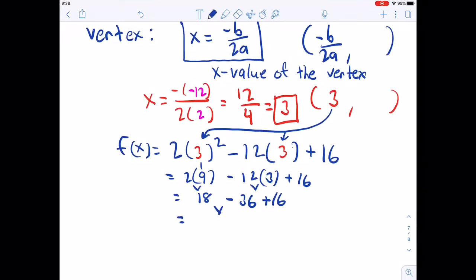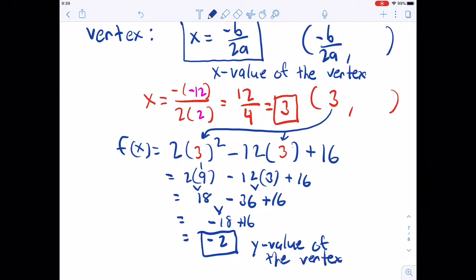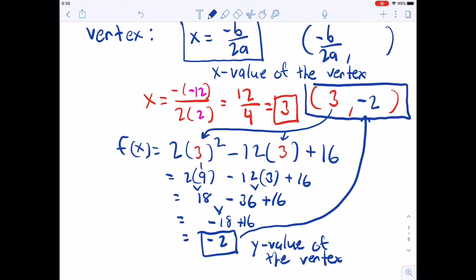18 minus 36, negative 18, plus 16, it's going to be negative 2. Okay, so that's our y value. So this is our y value of the vertex. And that goes right there. Okay, so our vertex is at 3, negative 2.